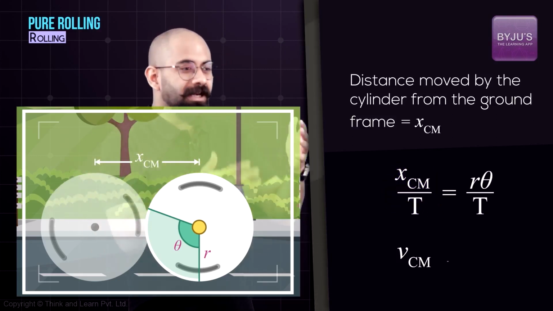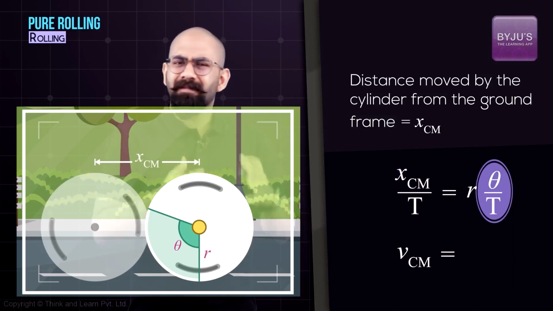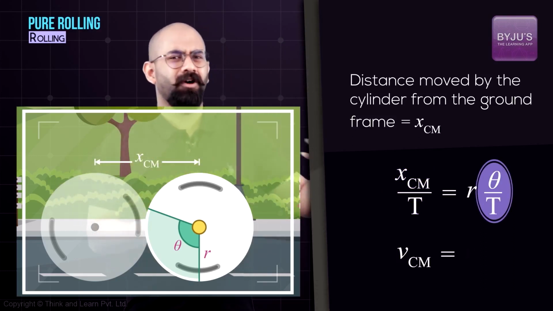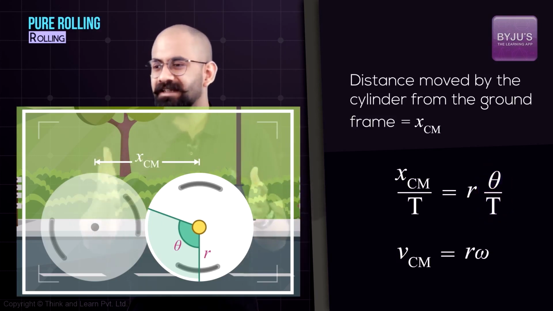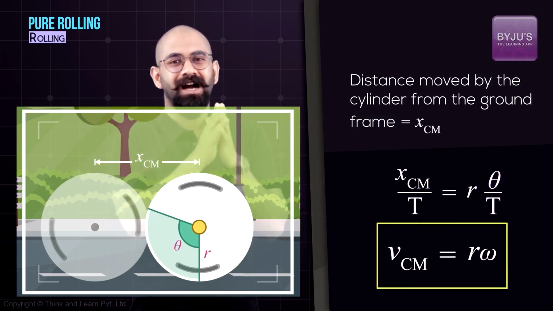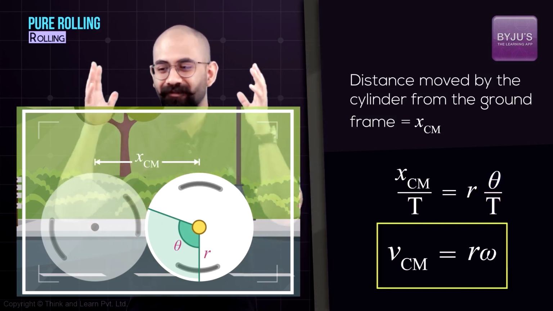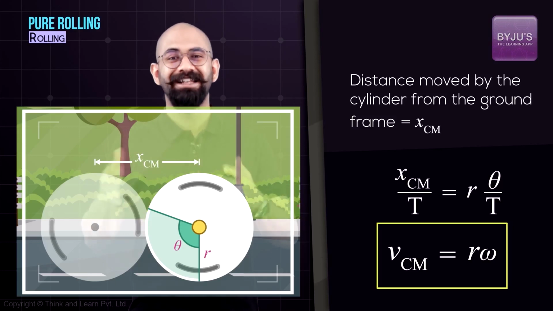Okay? And similarly, what is theta by t? Theta by t is the angular speed of rotation around the center of mass. Let's call it omega. So what I get is that vcm is equal to r omega. Finally, I understand why vcm equals r omega in the case of rolling.